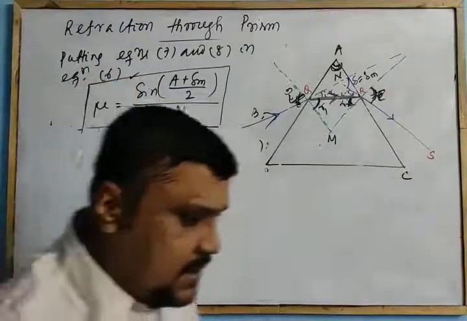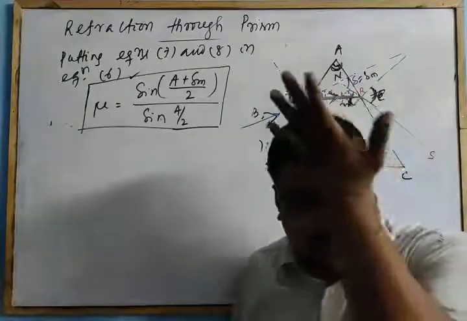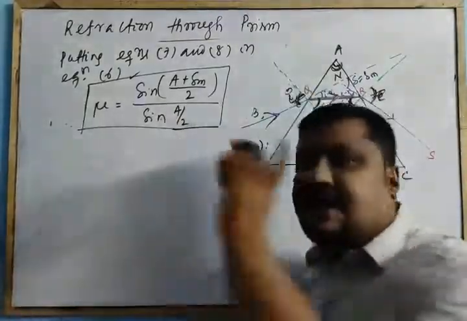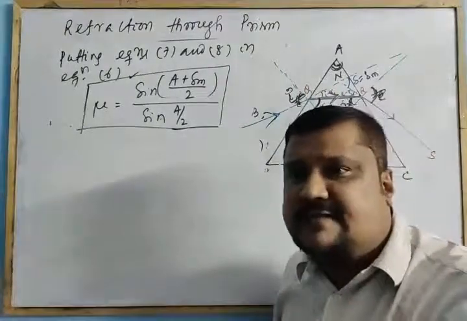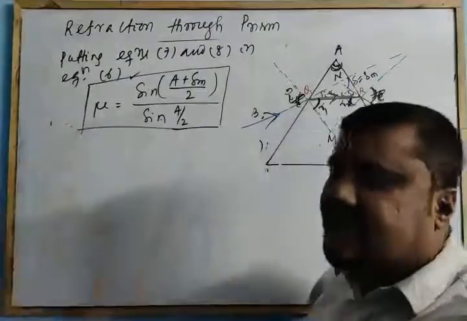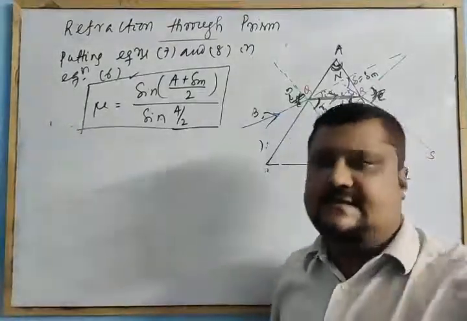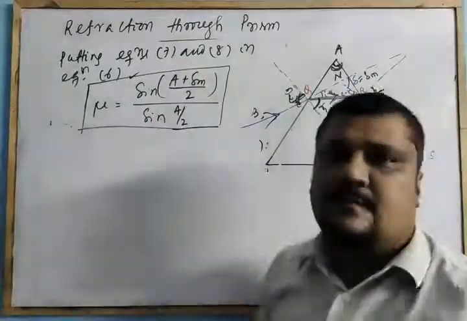And remember, from the beginning, from the refraction through a prism up to this, it is a long question: derive an expression for the refractive index of the material of the prism, when refraction occurs through a prism with angle of prism A and angle of deviation delta. So we have derived this one.